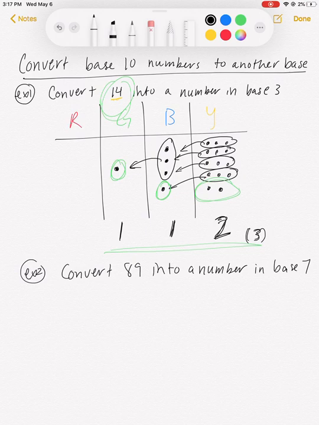Now, looking at what 89 is, if I have 89 dots and I want to convert them to base 7, I have to look at what the structure of the numbers is in base 7, or the places, the value of each place. Okay, so I'm going to do place values.